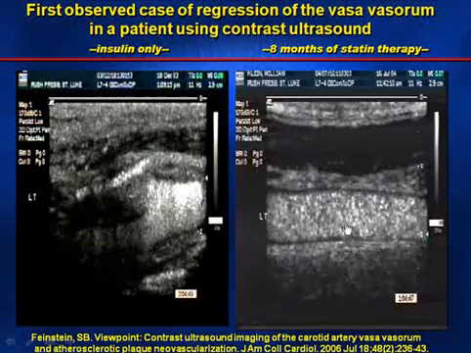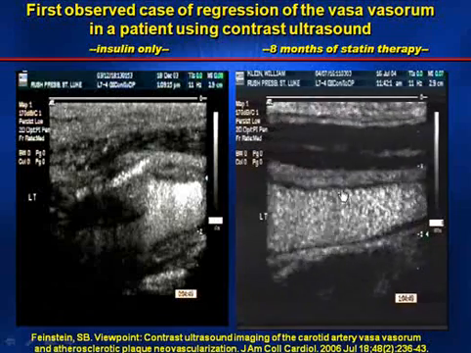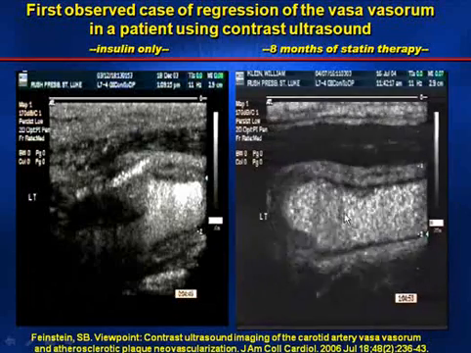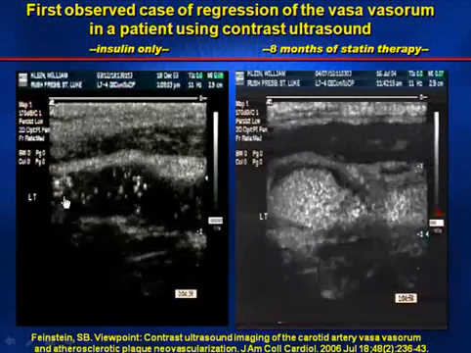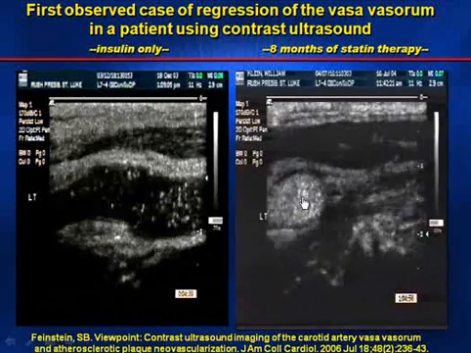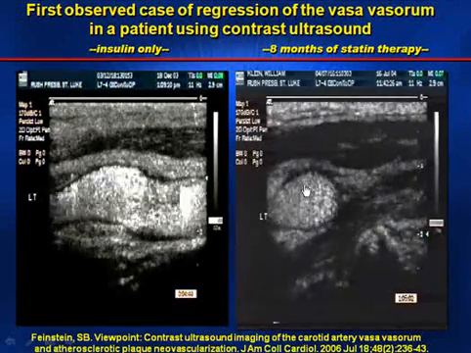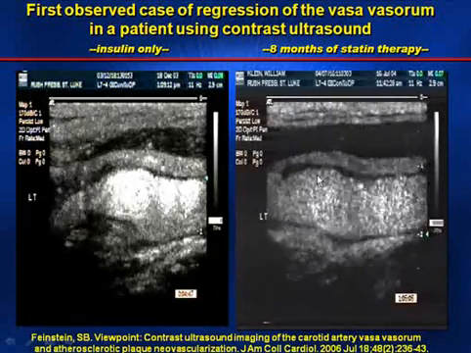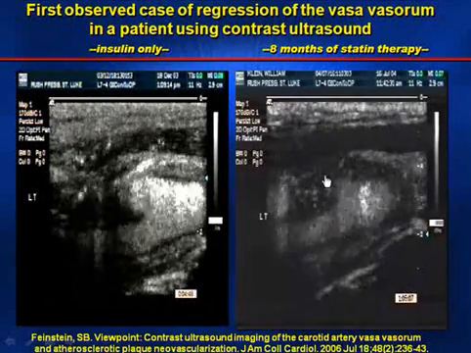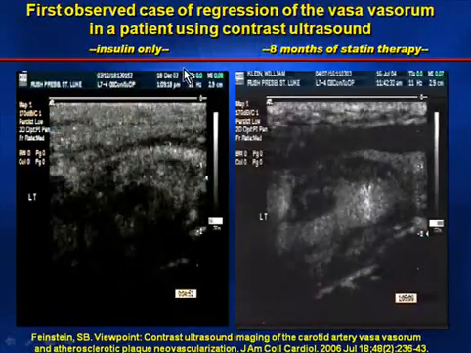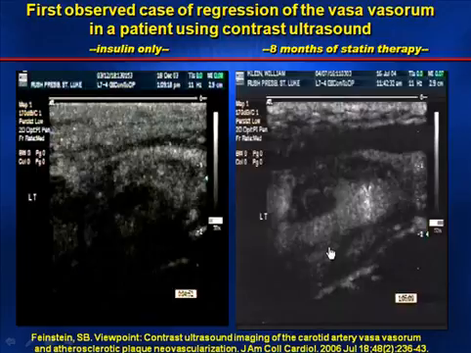The image on the right is 8 months later after placing the patient on a statin to reduce the inflammatory response of atherosclerosis to the arterial wall. As you note, when we approach the bifurcation on the right, the vessel that was so apparent on the left is now only a remnant. This is probably the first indication of regression of angiogenesis seen in a patient. This was published in 2006.